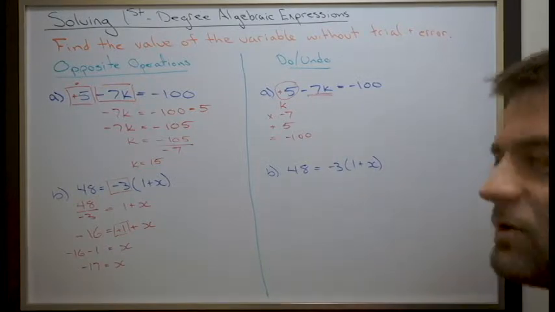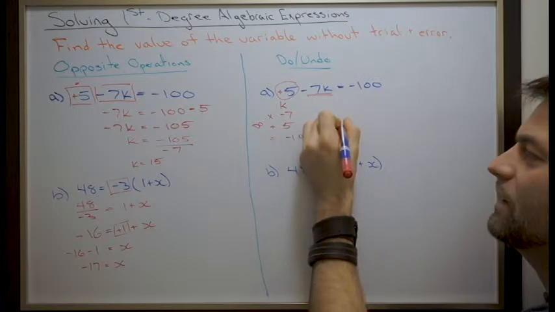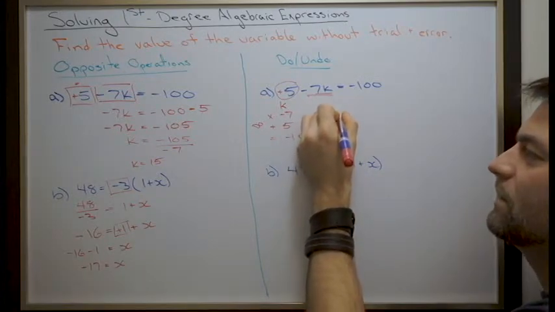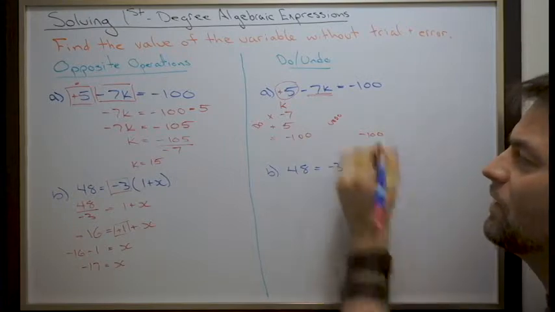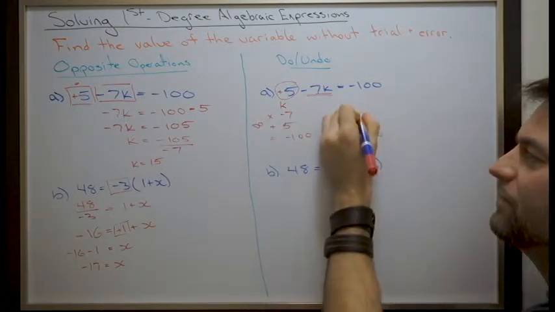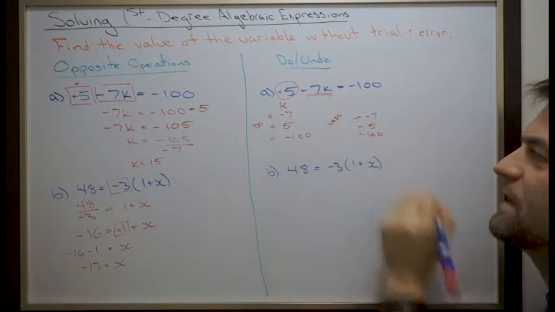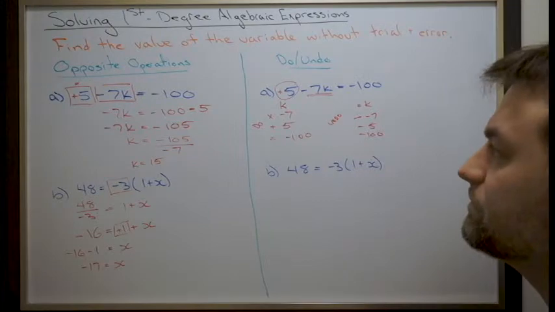So if we reverse all this now, so that's our do again. To undo that, we're going to start with that negative 100. We're going to subtract 5, divide by negative 7, and that's going to get us our k value.